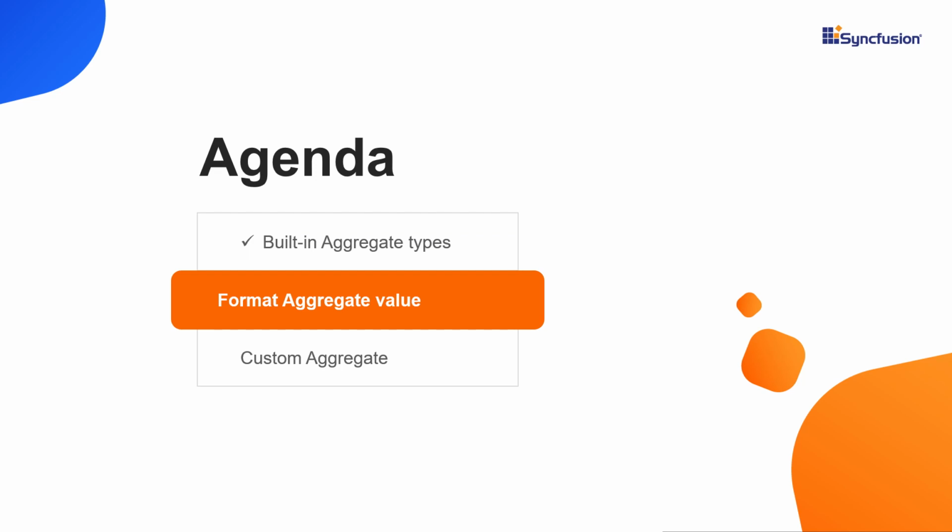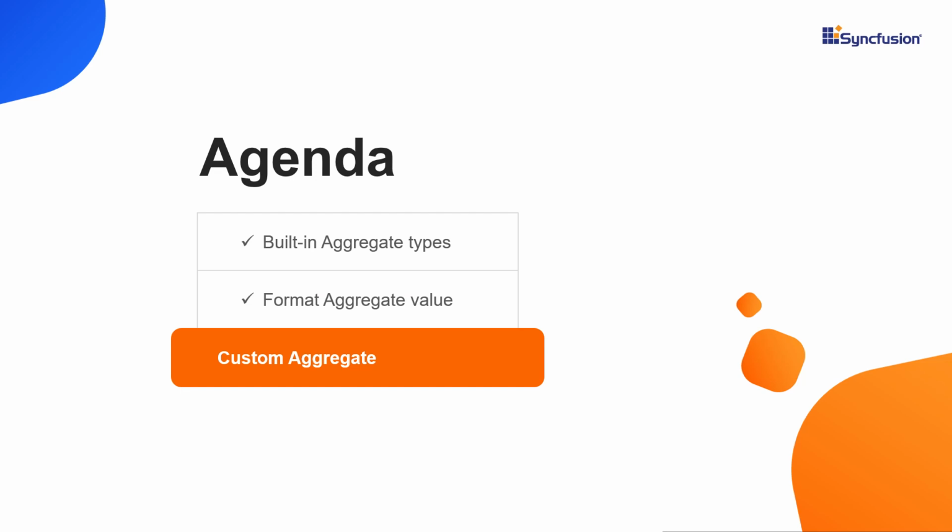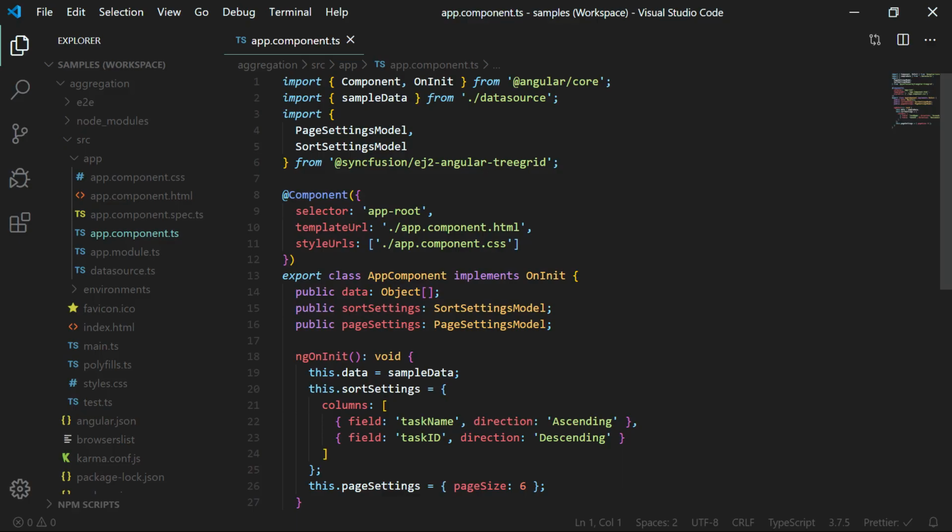In addition to this, I will also show you how to format those aggregate values and do calculations using the custom aggregate functions. I am using the sample application used in the Getting Started video, which was configured with all the necessary tree grid modules and data.